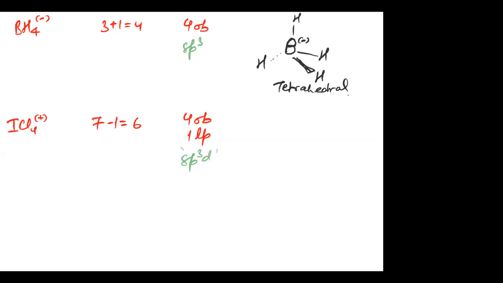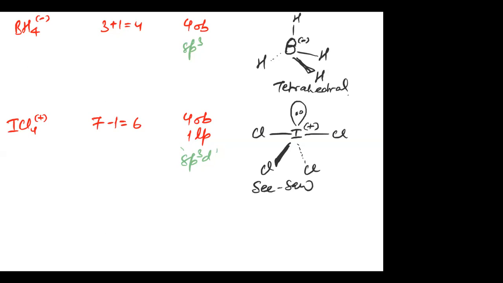In sp3d, the 1 lone pair should always occupy the equatorial position, and this is the geometry around the central iodine atom. So this iodine has a lone pair of electrons. This chlorine is coming outward, and this chlorine is going inside the surface of the board. This may be a chlorine atom, and iodine should have positive charge. So it is ICl4 plus. This geometry is going to be seesaw. So it is seesaw shape.